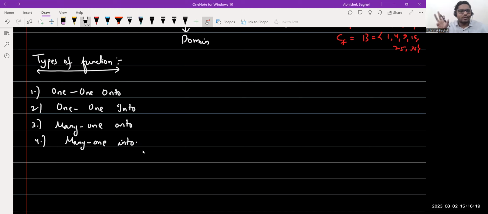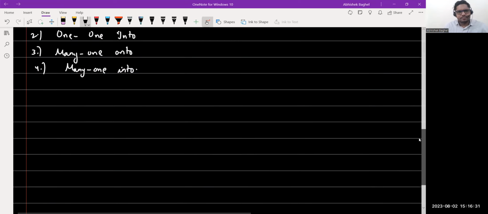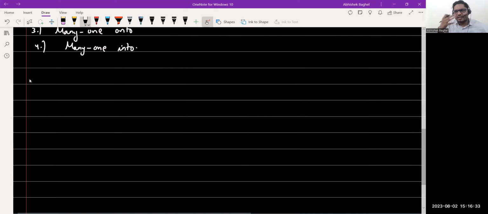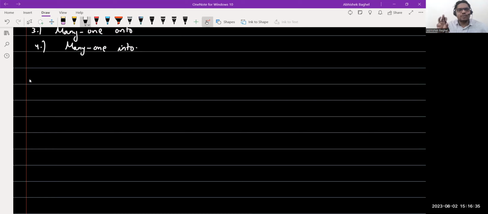So any function you get, we can classify it in either of these four categories. Fine. So let us understand all these types of the function. We'll take one example. I'll make you write down the types of the function at the end.